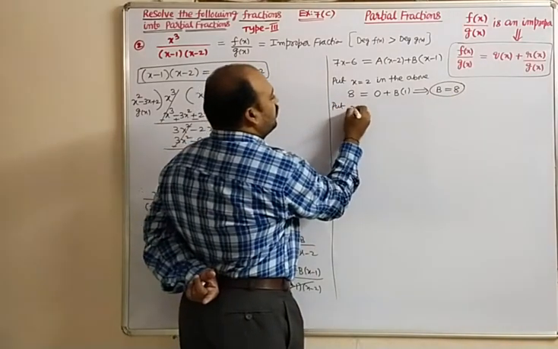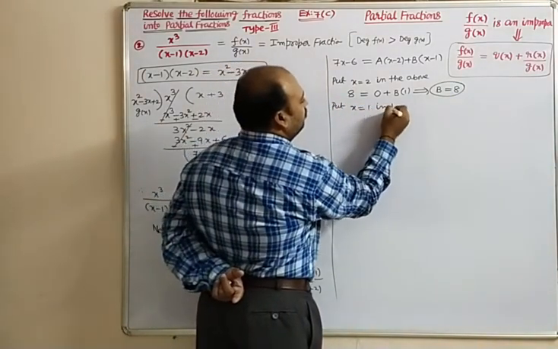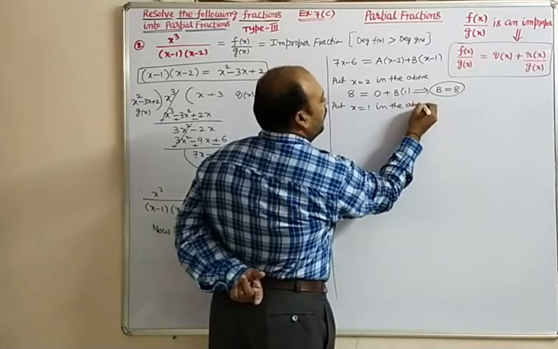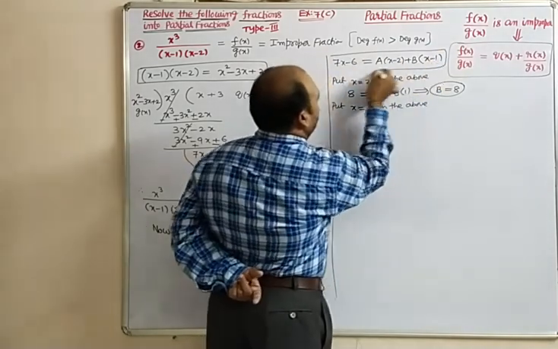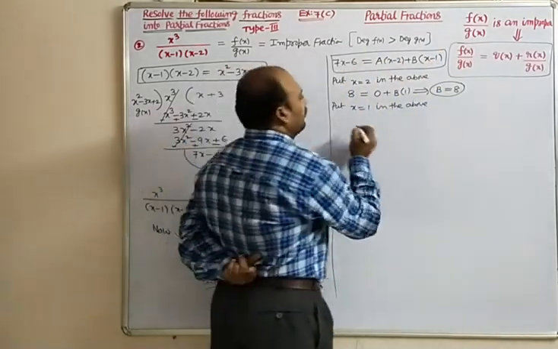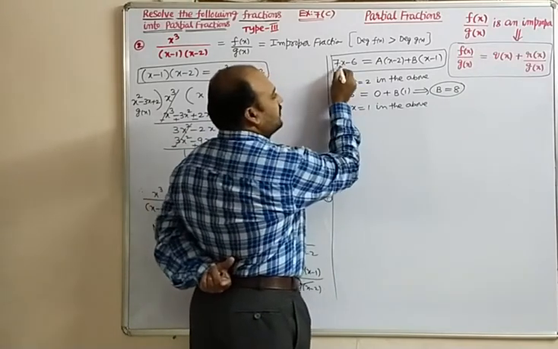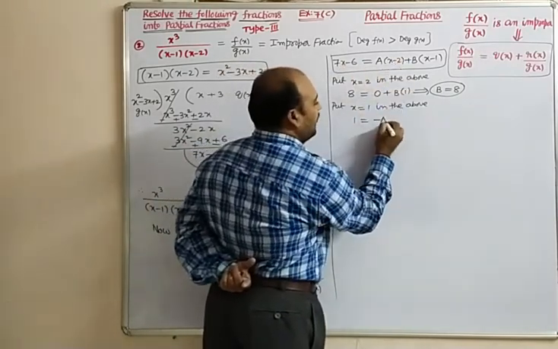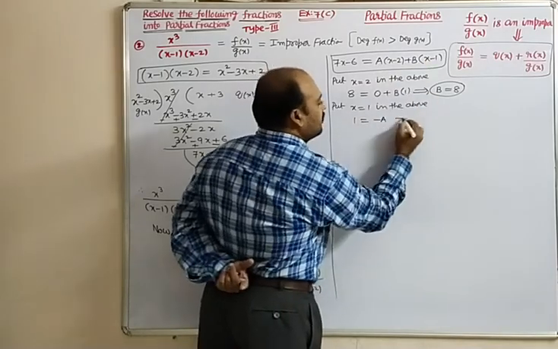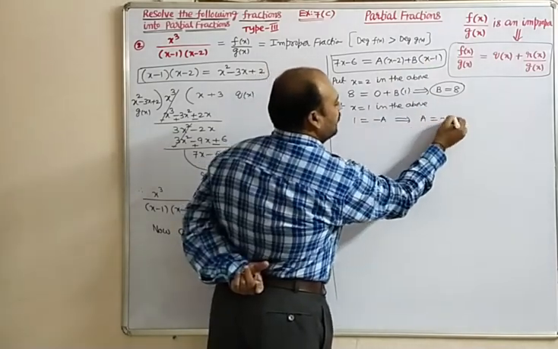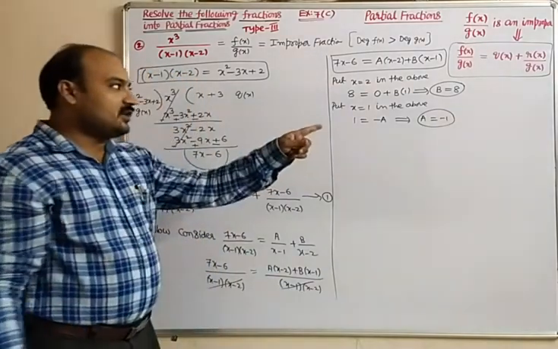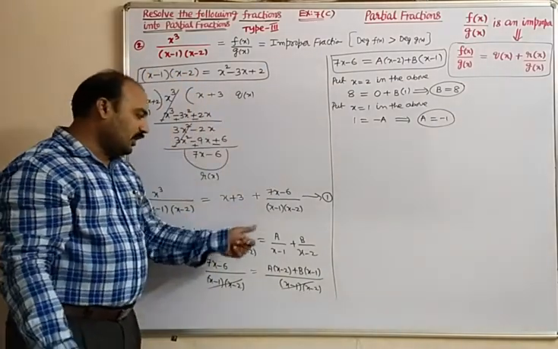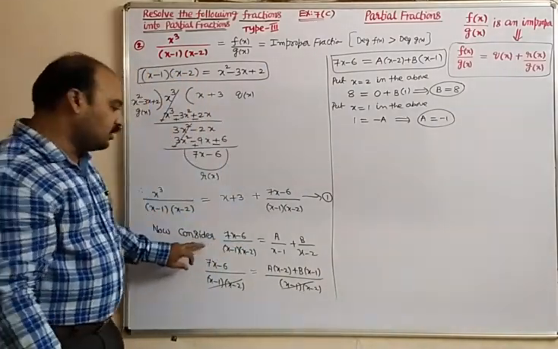Put x equal to 1 in the above. In the above means this one now. Keep in mind, x equal to 1: 7 minus 6, 1 is equal to 1 minus 2, minus a; this value goes to be 0. That implies a is equal to minus 1. So now a is equal to minus 1, b is equal to 8, substitute in the equation.